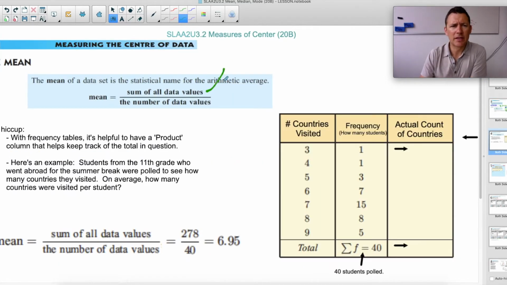You're familiar with the mean. It's just the sum of all the data over the number of numbers. But it becomes a little more tricky when you have a frequency table. Here's an example that might clarify that.